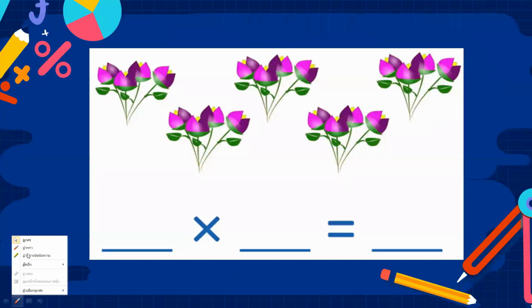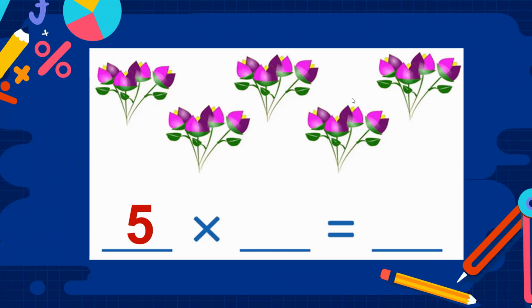Okay, another example we have, how many flowers are there? So first, let us count how many groups. So we have 1, 2, 3, 4, 5. And how many flowers in each group? 1, 2, 3, 4. So we have 4 flowers in each group. So we have 5 times 4 equals 20.